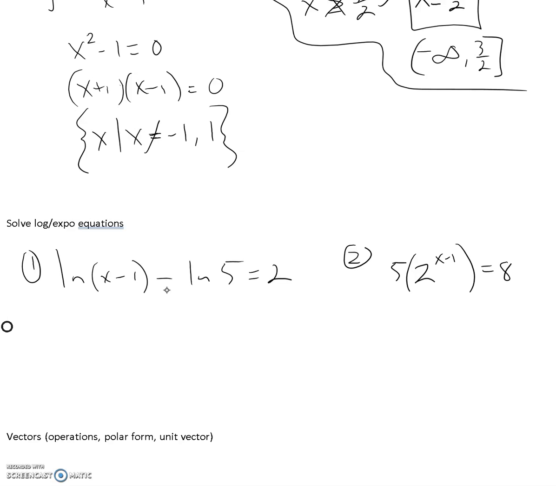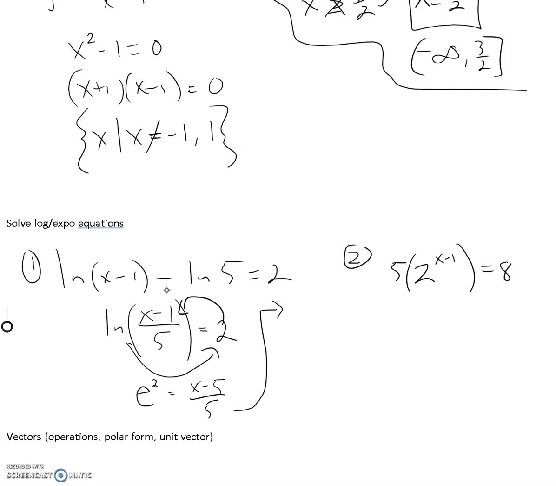Let's start with the log. We use our properties if we have to. In this case, the difference of two logs would be the log of the quotient. And then this is the special property here. We go base to power equals what you're taking the log of. So it would be e to the second equals x minus 1 over 5. And then from here, it's an algebra problem. Multiply both sides by 5.